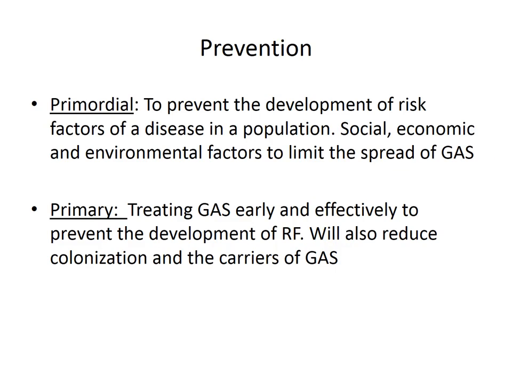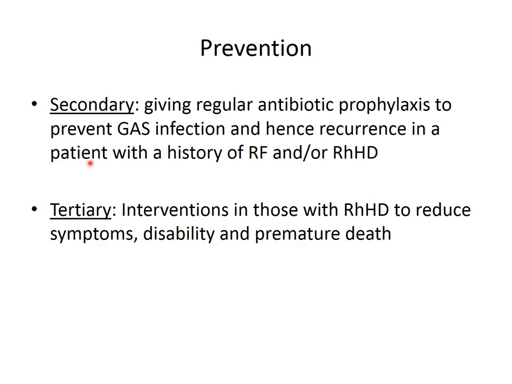Primary prevention is treating pharyngeal group A strep early and effectively to prevent the development of rheumatic fever; it will also reduce colonization and the carriers of group A strep. Secondary prevention is giving regular antibiotic prophylaxis to prevent group A strep infection and hence recurrence in a patient with a history of rheumatic fever and/or rheumatic heart disease. Tertiary interventions are those for patients with rheumatic heart disease to reduce symptoms, disability, and premature death.